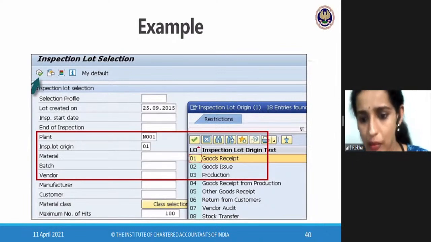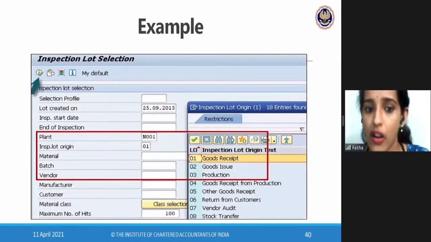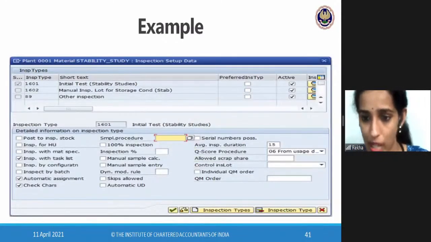Now I have put one slide on how a particular quality inspection is actually done on the system. You don't have to really go deep into that, just to get an understanding of how quality aspects are ensured.